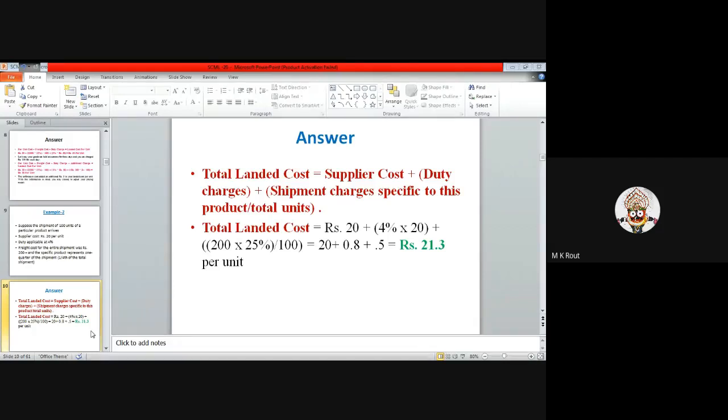The total landed cost equals the supplier cost, which is given as 20 rupees, plus duty charges, 4% into 20 rupees. That is the supply cost or per unit cost, plus the shipment charges specific to the product over the total units. The shipment charge is 200 into one fourth, that is 25%, and the total units are 100. That is 20 plus 0.8 plus 0.5, which equals 21.3 rupees per unit. That is the landed cost.